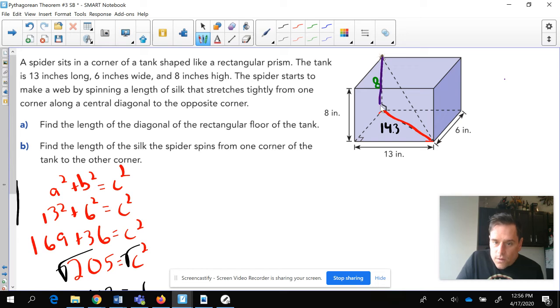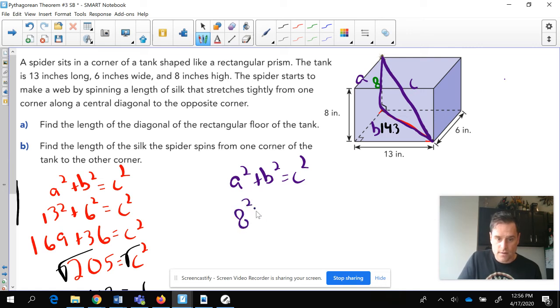we have to find what that spider spun for his web for that right there. So now we have the pieces of information we need. This is going to be C, this is going to be our A, and this is going to be our B. We had to solve this first and get this piece of information before we could solve for this diagonal. We couldn't do that before. So we know that A squared plus B squared equals C squared. And we're going to say A is 8, so 8 squared. Now we have that new line, 14.3 squared equals C squared.